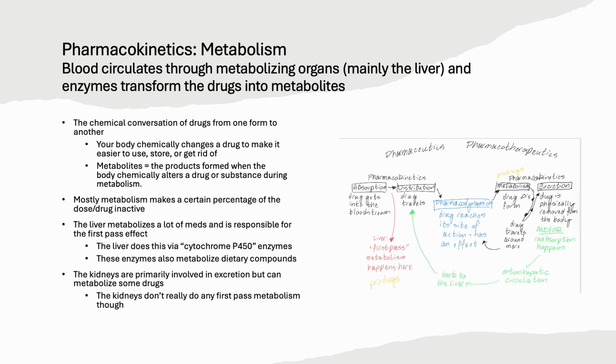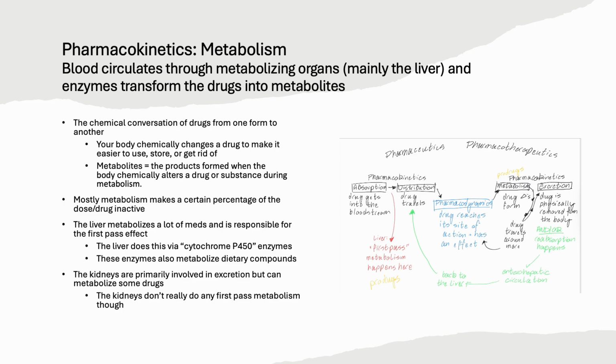Metabolites can be totally benign, meaning they don't have an effect, they're not harming you. Metabolites can be toxic, meaning they can have a negative effect on your body if there's too many of them. So that's all a metabolite is. It's just something that used to be a drug and it got changed. Mostly this metabolism makes a certain percentage of the drug inactive.